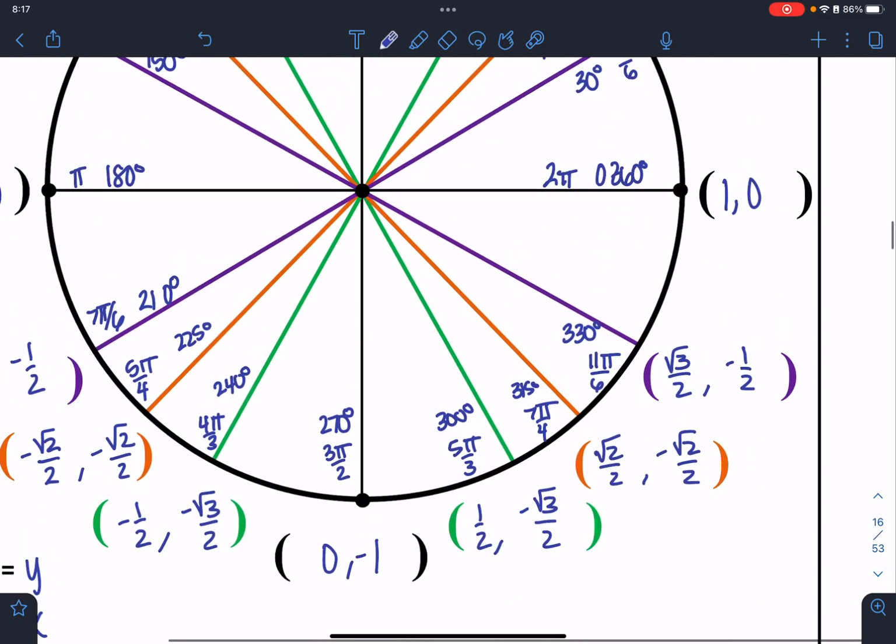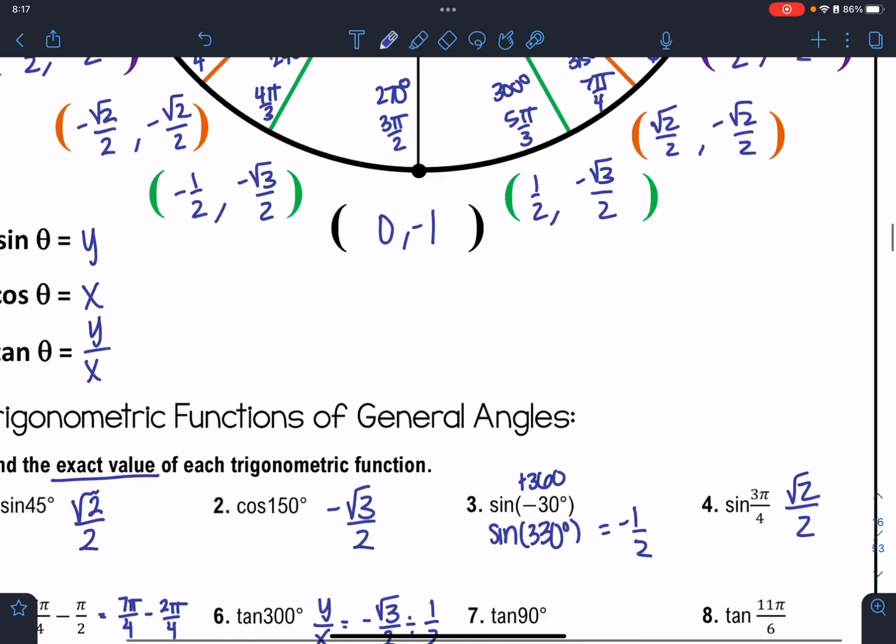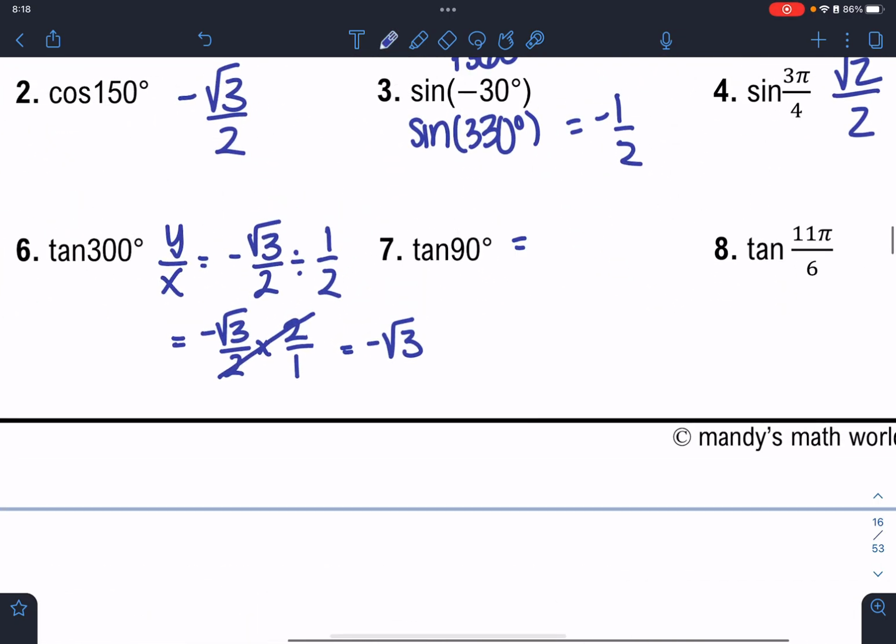Okay, tangent of 90. So this one we have tangent of 90 degrees. Again, that's putting the y over the x. My y value is 1, my x value is 0. I don't have fractions here, so I can just write that: 1 over 0. Can I divide a number by 0? No. So what is my answer to this? What do I say when I have divide by 0?